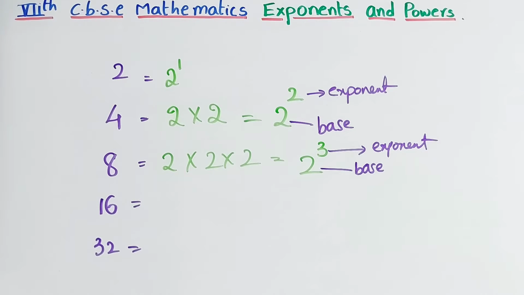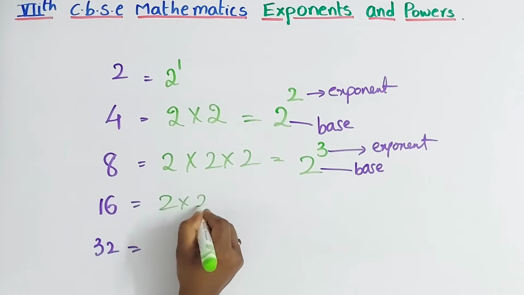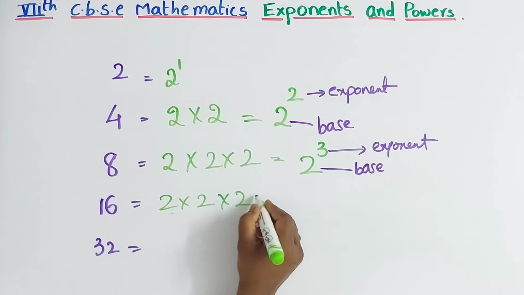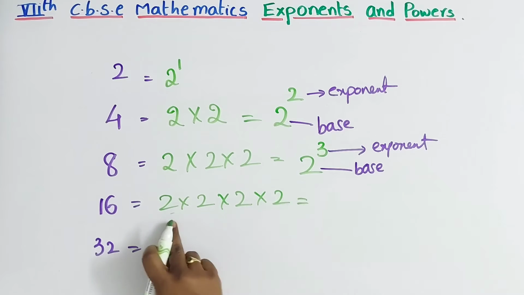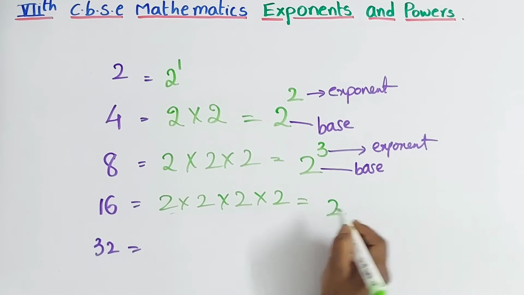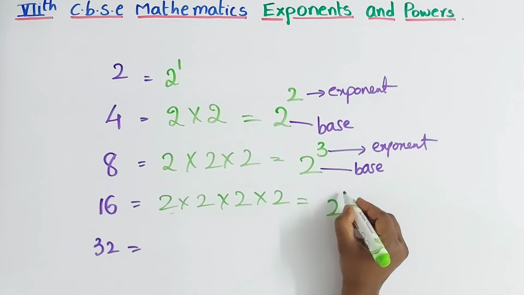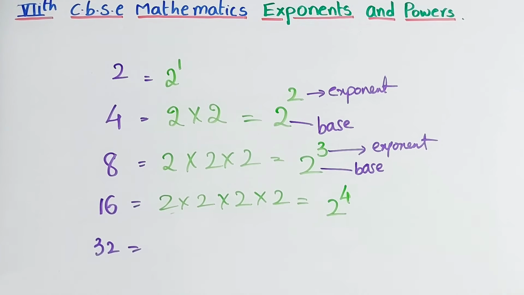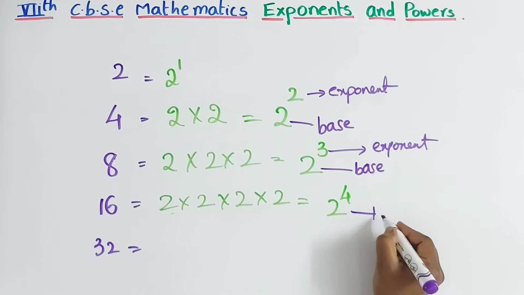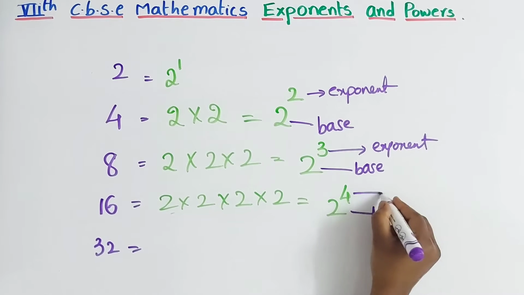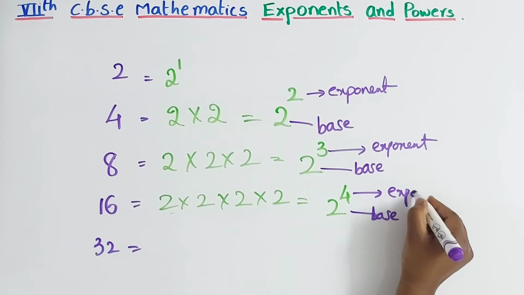And 16. 2 2s are 4, 4 2s are 8, 8 2s are 16. Here the base number is 2. And how many times we are multiplying? 1, 2, 3, 4. 2 raised to the power of 4. Here base is 2 and 4 is exponent.